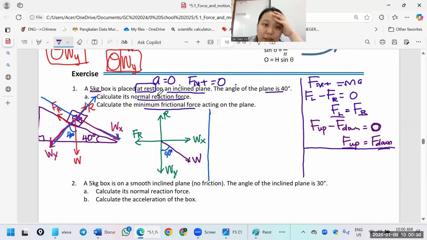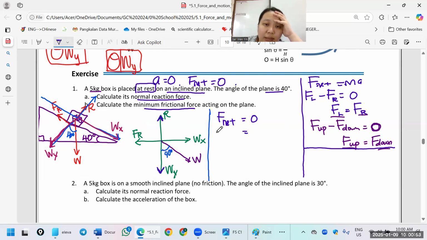Okay, so now what they want is normal reaction. So look at normal reaction, it's vertical, then got a pair down. So for normal reaction, net force equals to MA. But now we no need MA, so MA is 0. So net force actually is up minus down equals to 0. Means upward force equals to downward force. Get it? So R equals to WX.